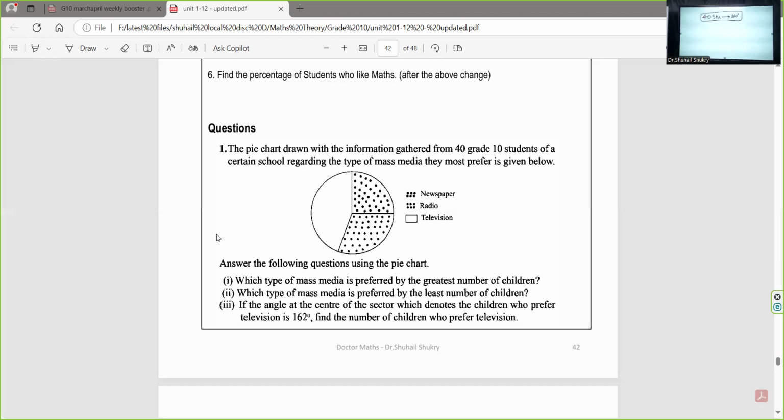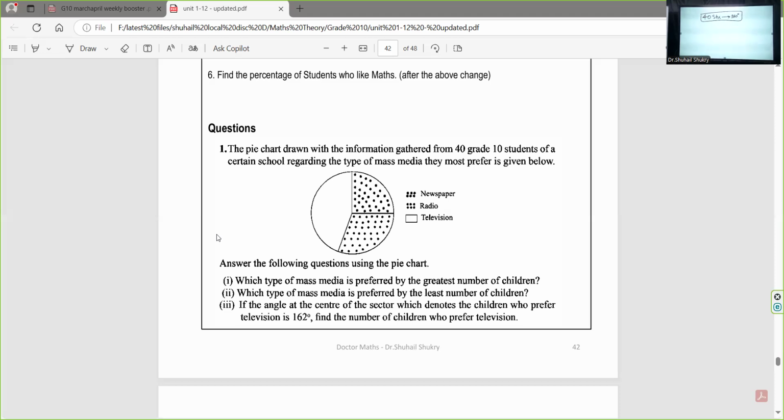Right. So in this section, take the 90 degrees as newspaper only. The 90 degrees is newspaper, the other one is radio. Then, which type of mass media is preferred by the greatest number of children? The answer is television.